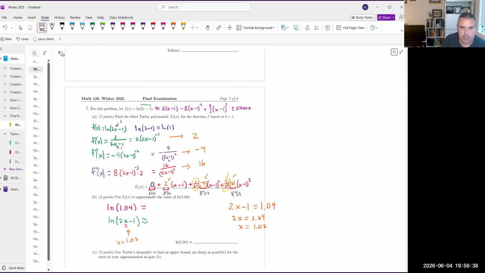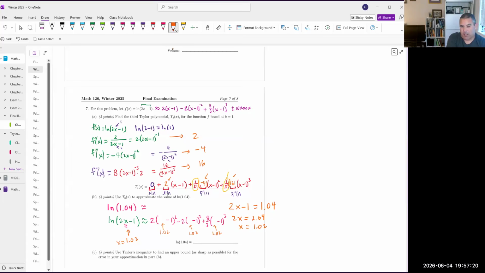The person who wrote this question was trying to see if you understood what we just found. So you have to go, okay, we need to plug in 1.02 to what we just found. And this is what we just found. Now I'm kind of happy that I simplified a little bit. But I'm going to plug in 1.02 here, 1.02 here, 1.02 here.